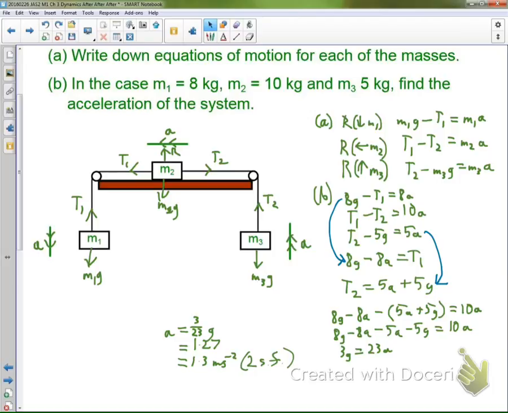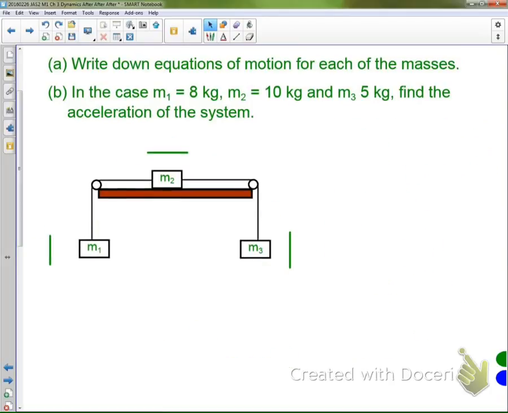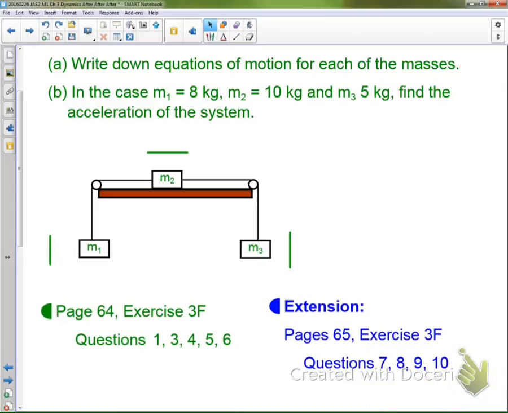So that's how we can deal with a problem where we have our system, parts of our system acting in different directions. So if you're happy with that, have a go at exercise 3F. Or if you're feeling very confident, have a go at these questions.